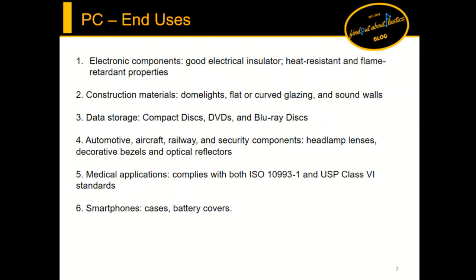Data storage applications like compact discs, although not that heavily used anymore, are made out of polycarbonate too. A fourth major field is transportation, split into automotive, aircraft and railway, covering decorative bezels, optical reflectors and headlamp lenses. Medical applications are using polycarbonate too, since it complies with ISO 10993-1 and USP Class 6 standards. Last but not least are smartphones, where cases and battery covers are frequently made out of polycarbonate.